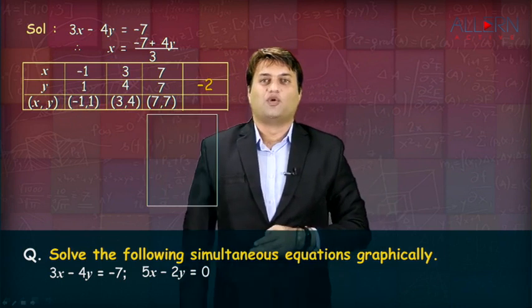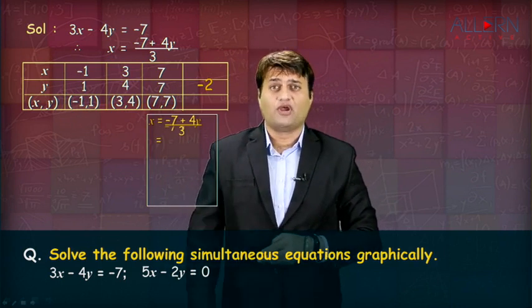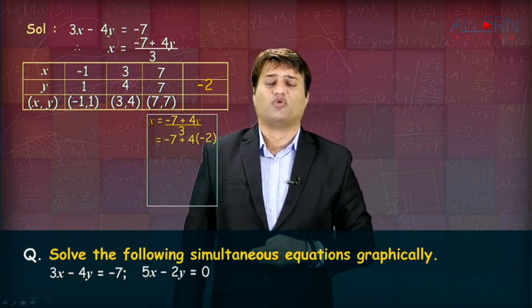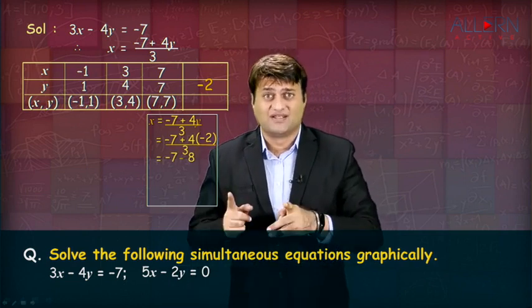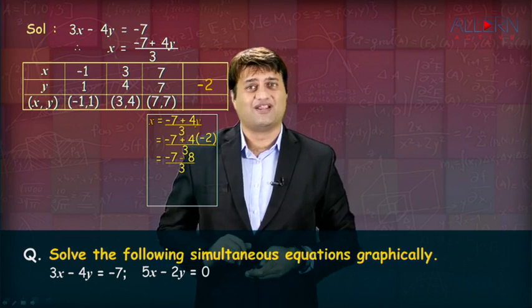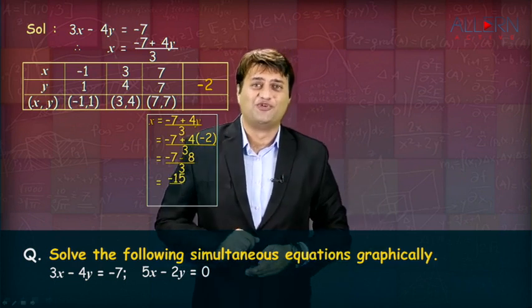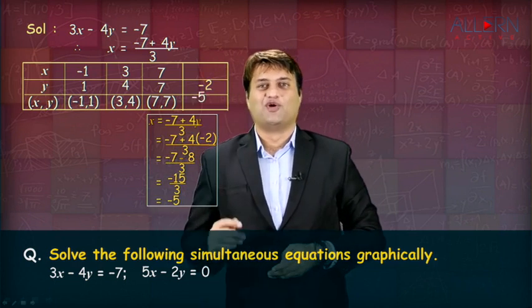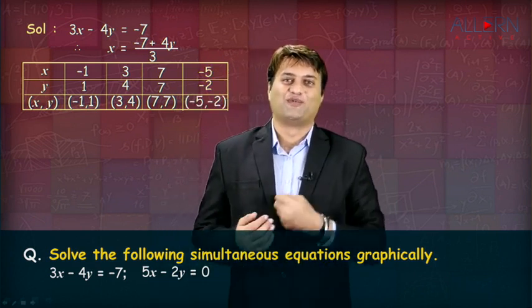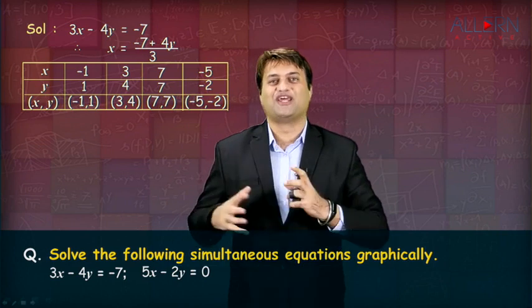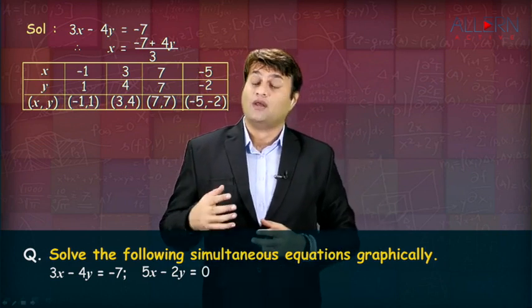So when y is equal to minus 2, you get x is equal to minus 7 plus 4 into minus 2 upon 3. That's equal to minus 7 minus 8, 4 into minus 2 is minus 8, upon 3. That's minus 15 upon 3, that is equal to minus 5, an absolutely valid assumption, and you get minus 5 comma minus 2, right.